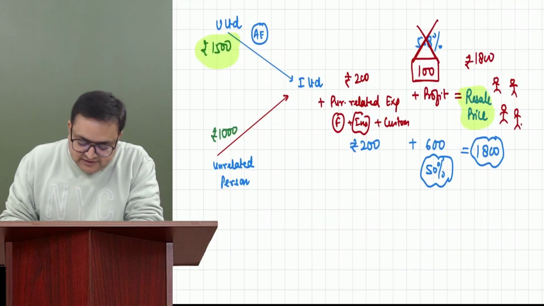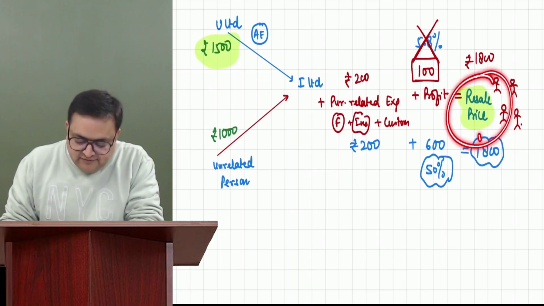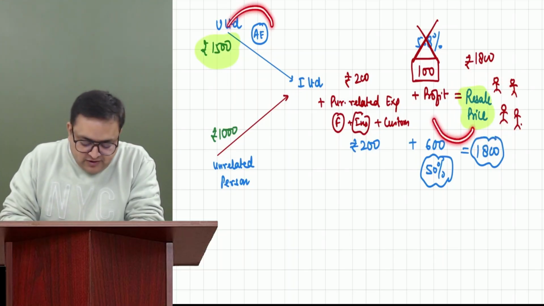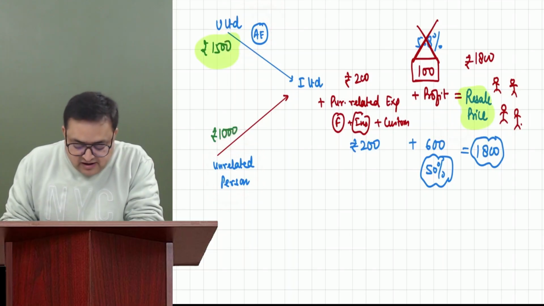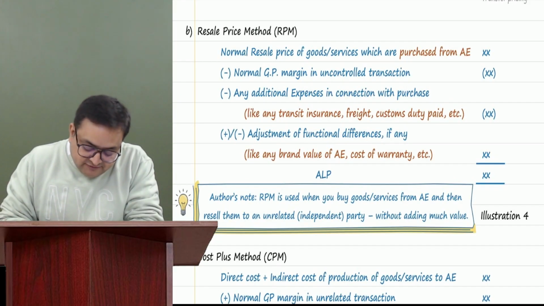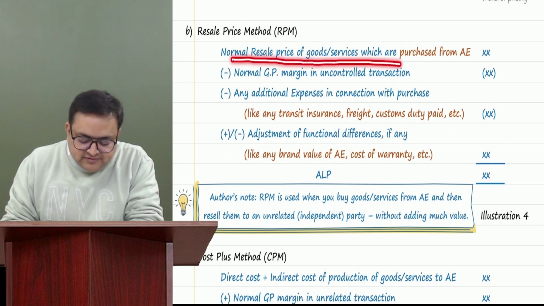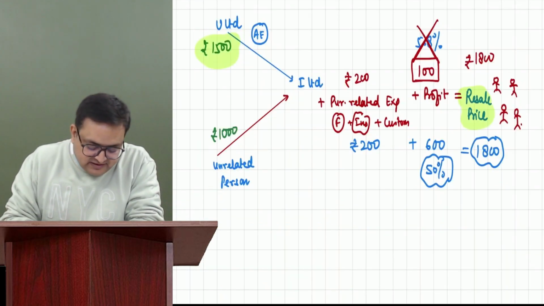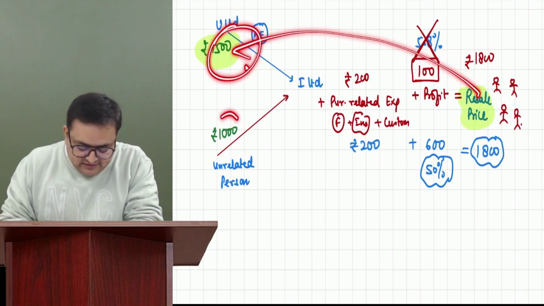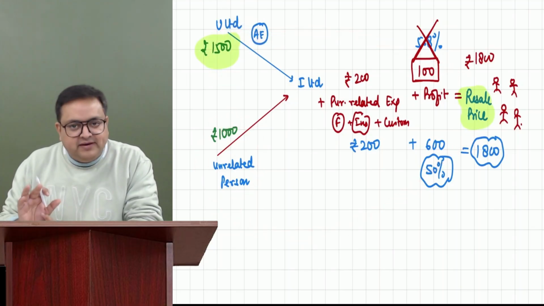What is resale price method? Start with the resale price and subtract the profit. Which profit? Of your associate or of your unrelated? Sir, unrelated, normal profit margin. So start with the normal resale price of the goods or services which are purchased from A. But please tell me, the resale price of this and the resale price of this would be the same.